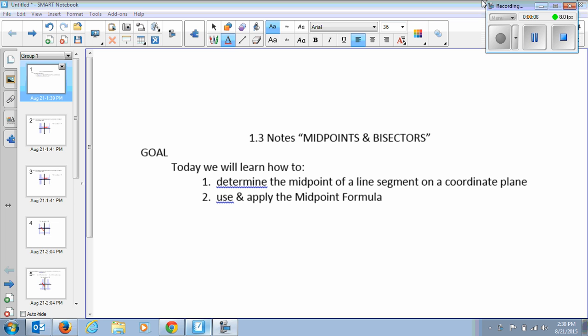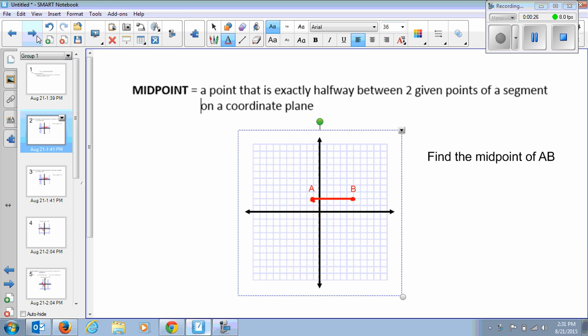Today we've got our 1.3 notes. We're going to be discussing midpoints and bisectors. You're going to be able to determine a midpoint from a line segment on a coordinate plane, and you're going to need to know the midpoint formula. It's imperative that you memorize the midpoint formula, and please don't forget, all your notes are due tomorrow, must be handwritten first thing. All right, let's get started.